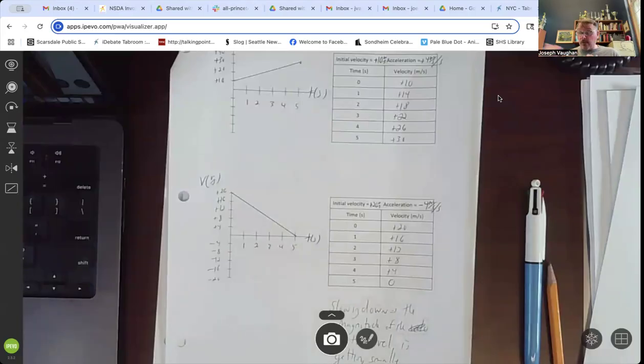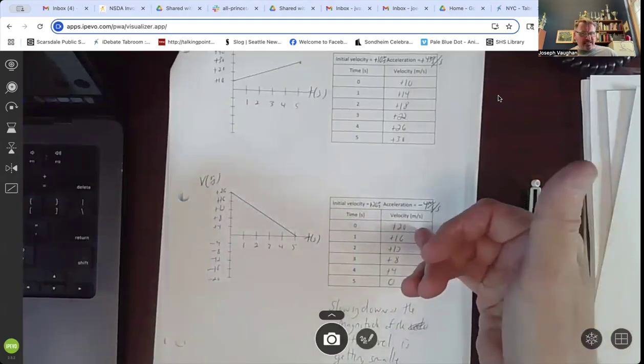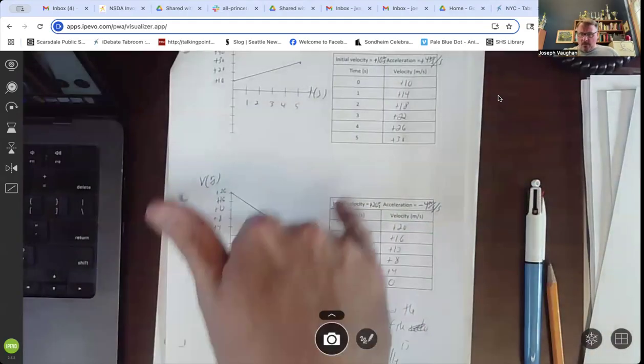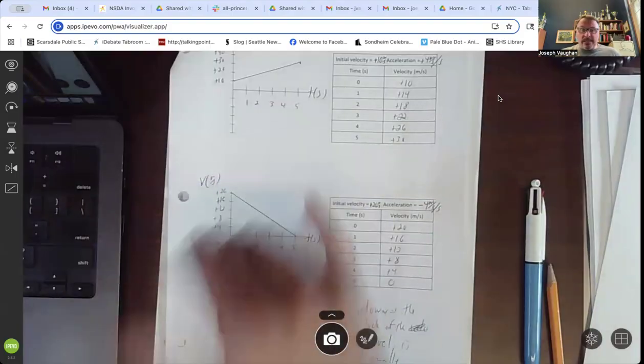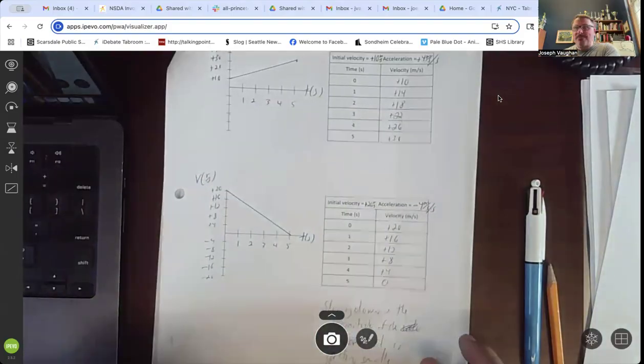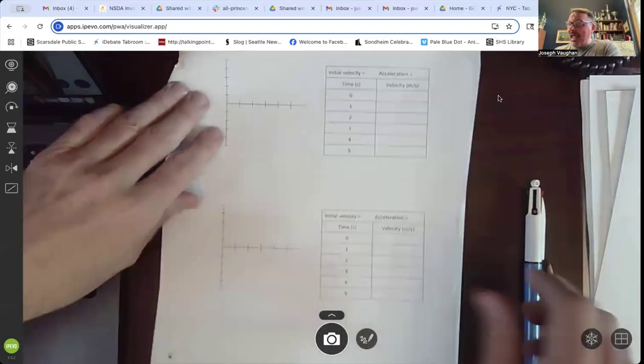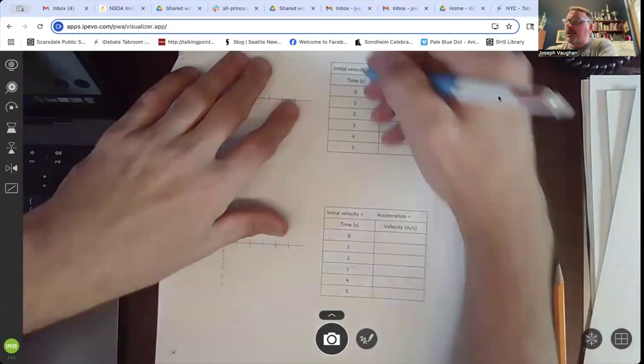I'm moving forward still, right? This thing is moving to the right, getting slower as it's moving to the right, but it is moving to the right, which is why the entire trend is above the time axis. Okay, here we go. Hopefully one last example here, and this is the one that starts to bring it together.